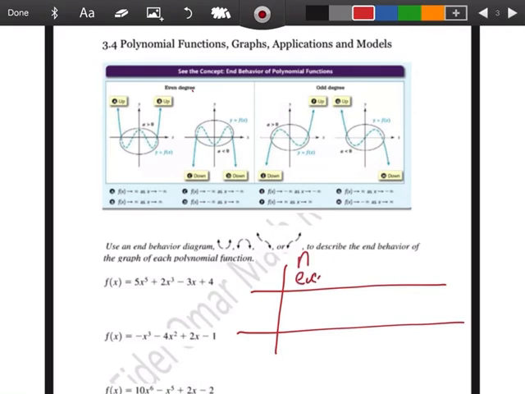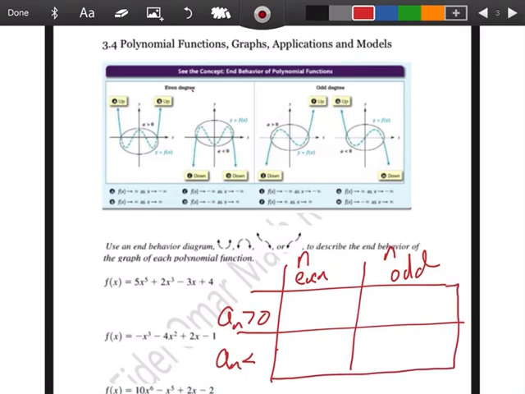So what happens when n is even? What happens when n is odd? What happens when my coefficient is positive? And what happens when my coefficient is negative?